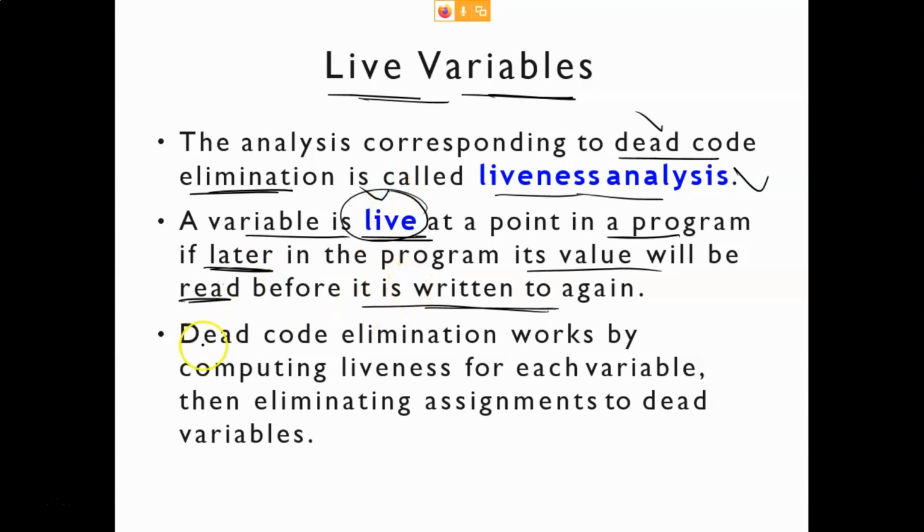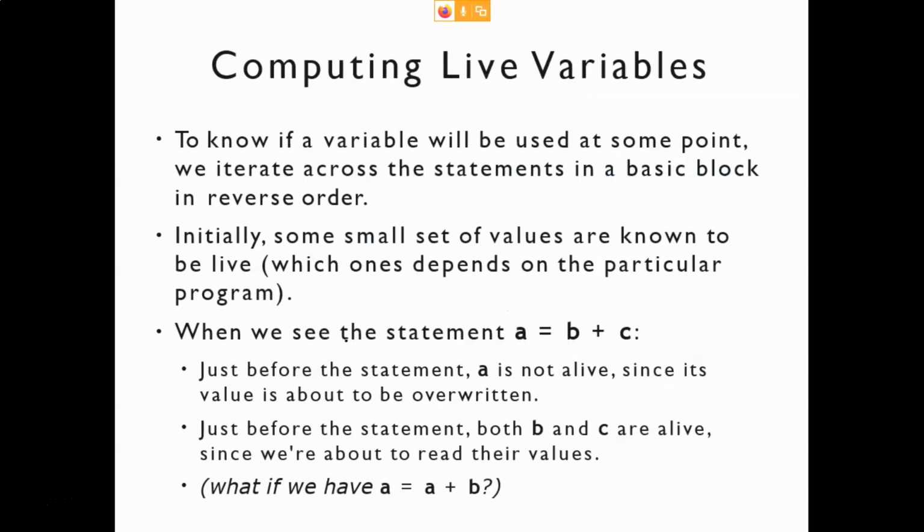So dead code elimination basically works by computing the liveness of each variable. This is the optimization. In this optimization we will eliminate the assignments to the dead variables. Let's take an example, and with the example it will be clear.